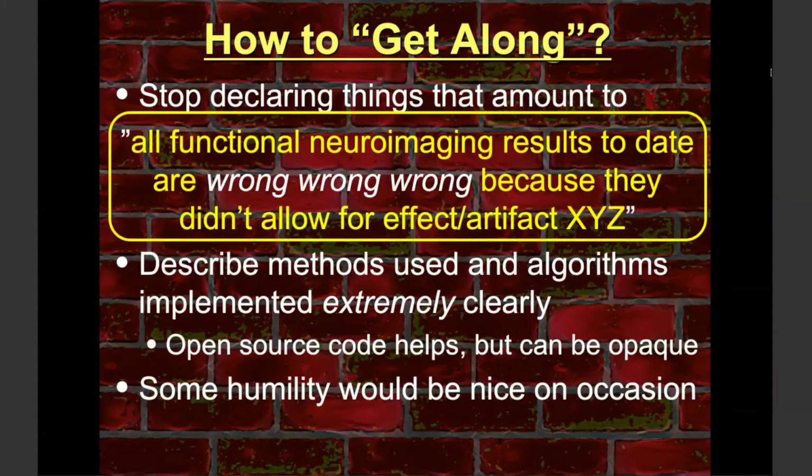But even open source code is helpful, but everyone knows software can be opaque. I read software I wrote a few years ago, and I said, who wrote this? And then I said, oh, well, obviously that was me, because no one else has ever touched this file. But it would be nice to have some humility.